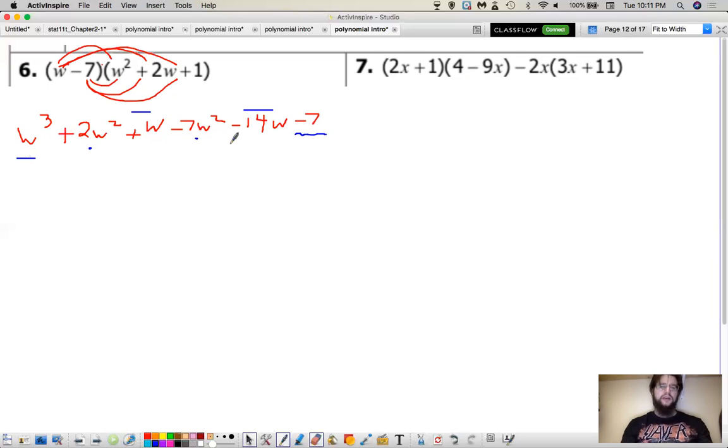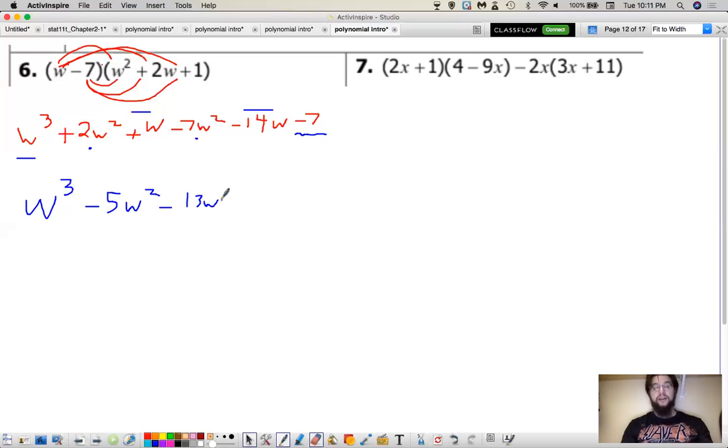Biggest term, cubed. That's the highest degree. That's what I'm going to start with. W cubed. Do I have any squareds? Yes, I do. I've got 2 minus 7 is negative 5 W squareds. W and negative 14W makes negative 13W.